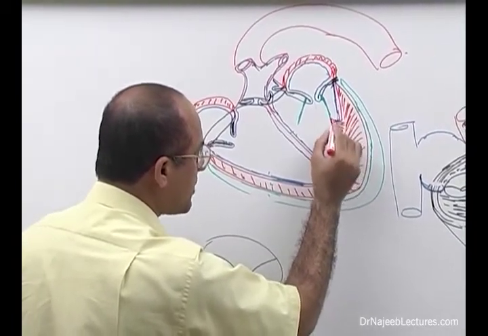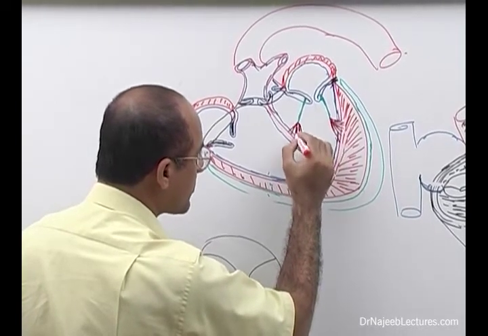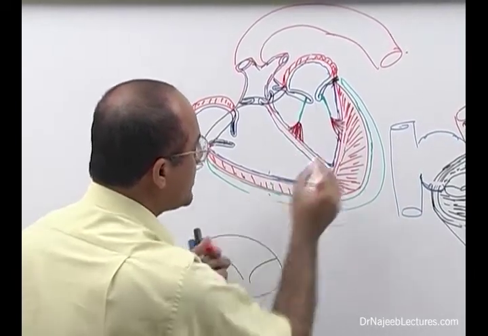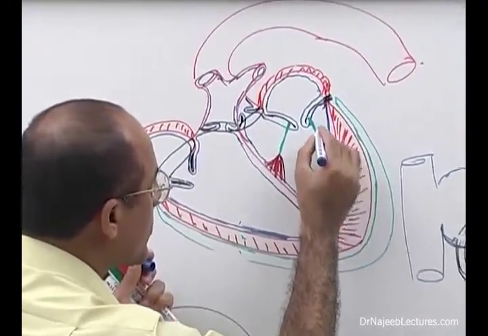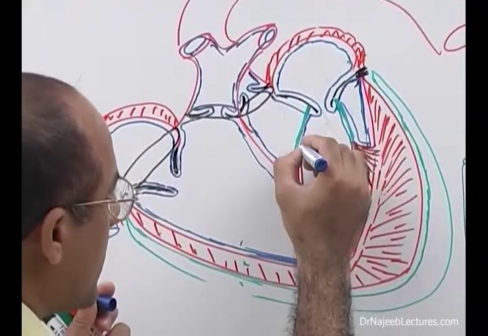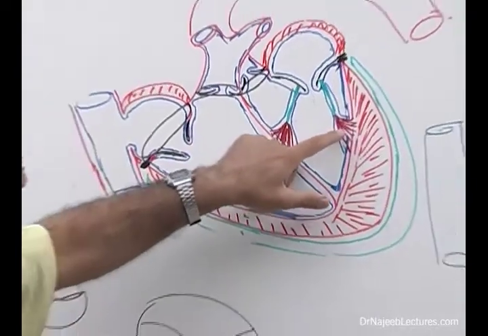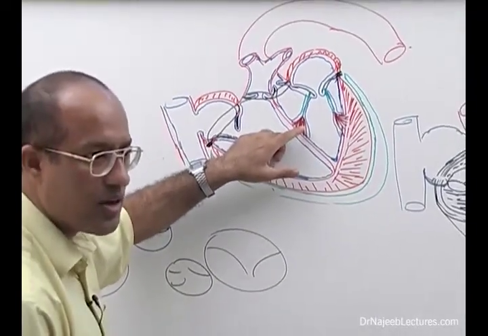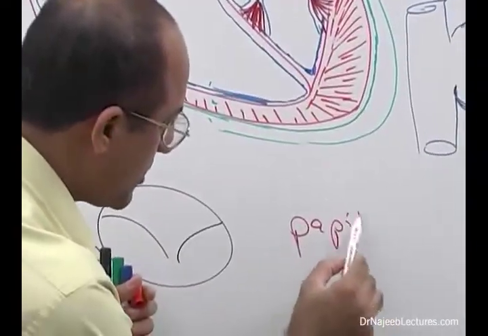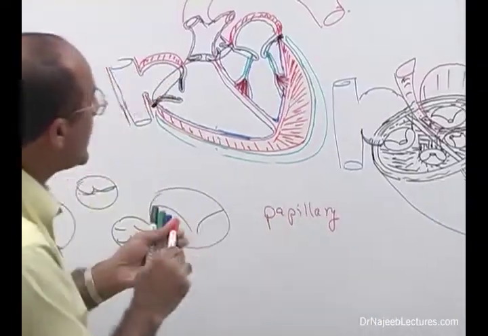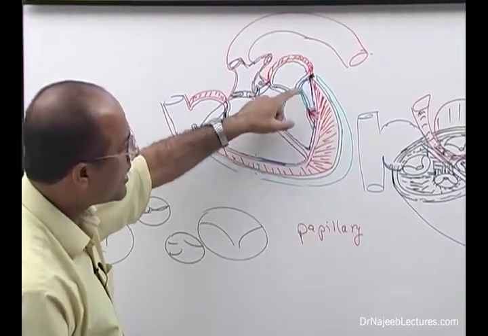Some muscles coming from the myocardium are inserted or attached to the chorda tendineae. These muscles also have an endocardial endothelial cover. They are called papillary muscles, and these connective tissue cords are called chorda tendineae.